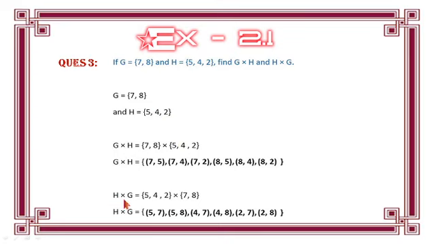Now let's calculate H cross G. So first element we will take from H now. So 5, 7, 5, 8, 4, 7, 4, 8. Then 2, 7 and 2, 8.